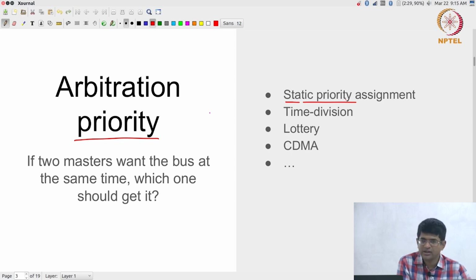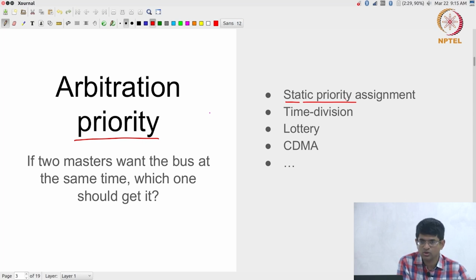So static priority assignment can be done, but then it's up to the person designing the system to decide those priorities and assign them. You may not always get it right. We'll see an example of how this can go wrong shortly. There are other methods. Another one that we will look at briefly is something called time division multiple access, right?